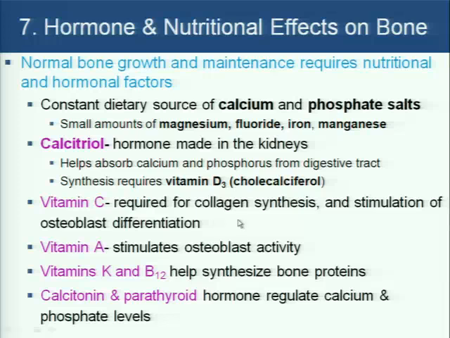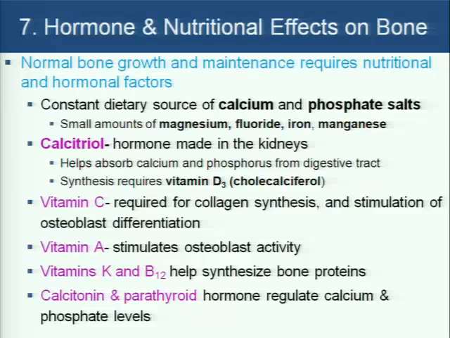Vitamin C, very important for collagen. So if you had all this great matrix and this strong ground substance, but you have no collagen in there, that's not going to work. It's also important for your osteoblasts to differentiate. Vitamin A, important for osteoblast activity. K and B12 for bone proteins.